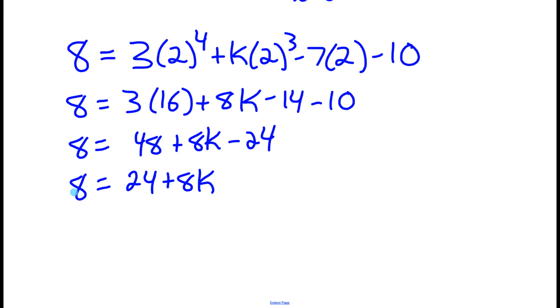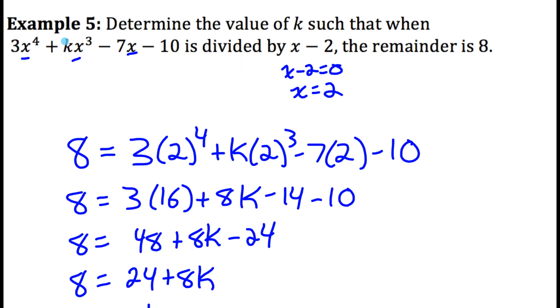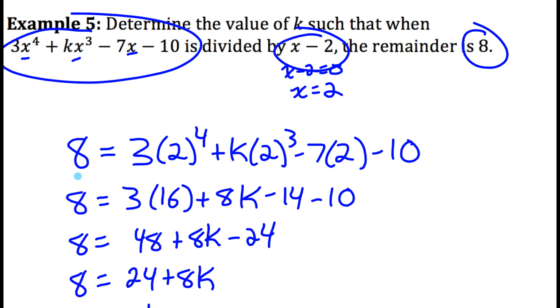Let me subtract this 24 over. 8 minus 24 is negative 16. And last step, divide by 8. I get k equals negative 16 over 8, which is negative 2. So what we have just figured out is if this k was negative 2, when I divide that polynomial by x minus 2, the remainder would be 8.